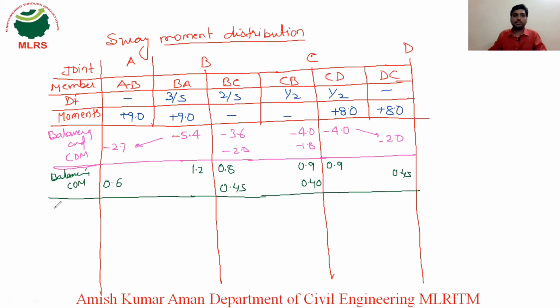Now coming to step 3, again balancing and carryover moments. So distribute this 0.45, it will be minus 0.27 and minus 0.18 according to these two distribution factors. Here half of it means minus 0.20, minus 0.20. Again half of this will be here minus 0.10. Here it will be minus 0.14. Here it will be minus 0.09. Here it will be minus 0.10. Okay. So this step is also completed.